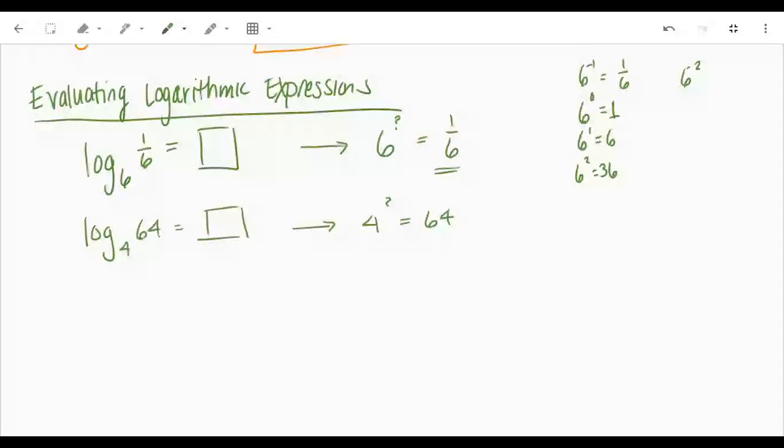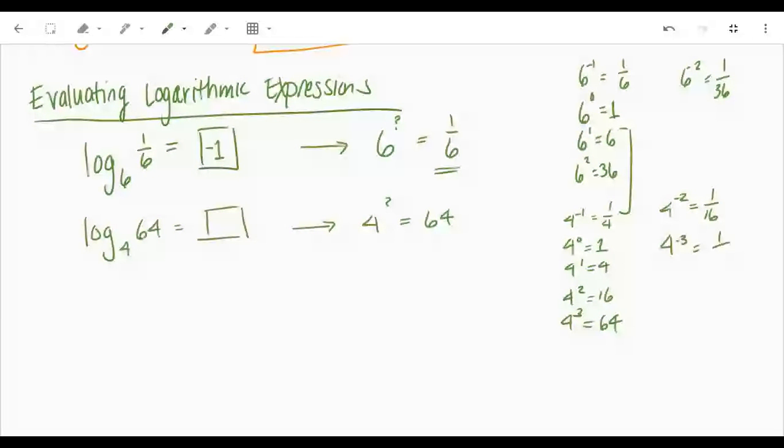6 to the negative 2 is 1/36, right? It's just going to be the positive ones, but the reciprocal. So this answer will be -1. And then 4 to what power is 64? So again, 4 to the 0 is 1. 4 to the first power is 4, which means 4 to the negative first would be 1/4. 4 squared is 16, which means 4 to the negative 2 is 1/16. 4 cubed, so take your 16 times 4, and you get 64, which would mean that 4 to the negative 3 would be 1/64.